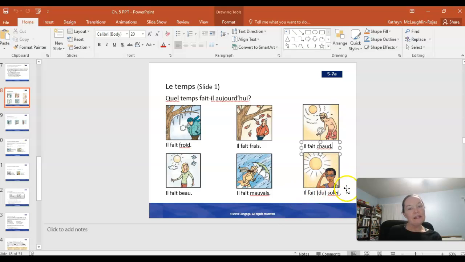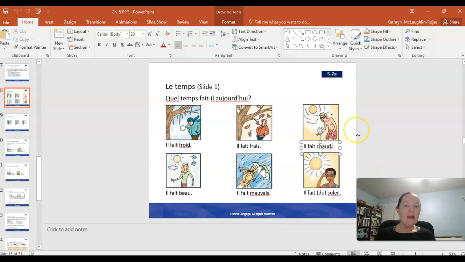And then finally, il fait soleil or il fait du soleil. The du is kind of like some. That's an example of what we call the partitive, which means it's like makes some sun, not the entire sun. I guess if it was extremely sunny, you could leave out du, but I've heard it more often expressed with du. Il fait du soleil. So it's really sunny.